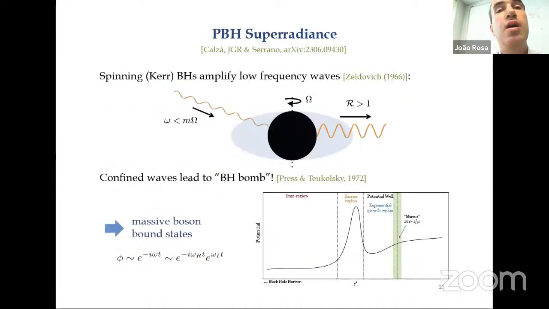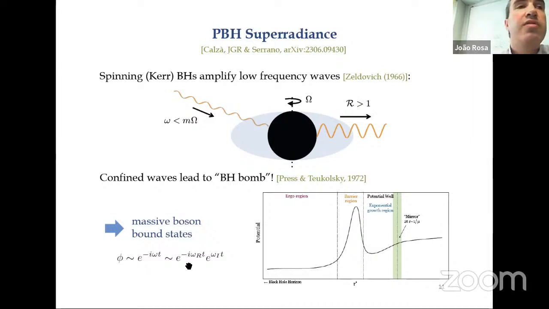Now, another important consequence of having black holes spinning up due to evaporation is that they can trigger superradiance. So let me review superradiance. I'm not sure if people are familiar with this. Superradiance is an amplification phenomenon common to many physical systems, and Zeldovich in 1966 proposed that it should occur for rotating Kerr black holes.